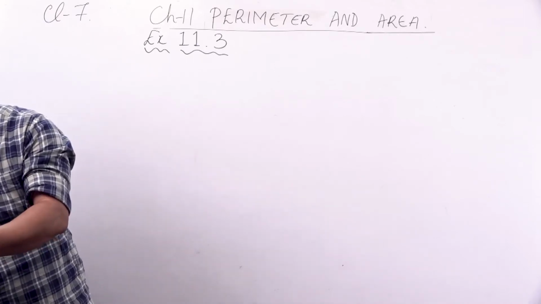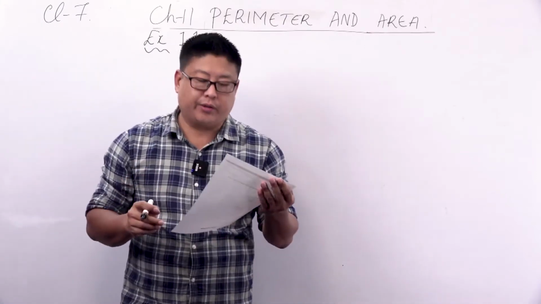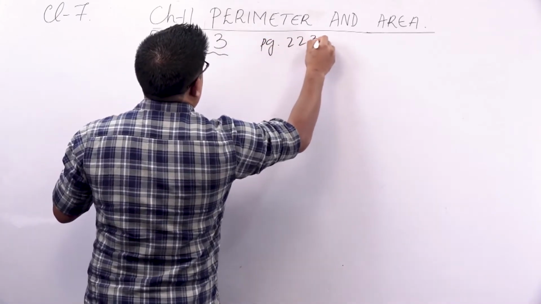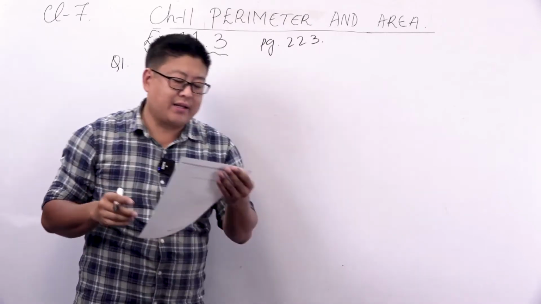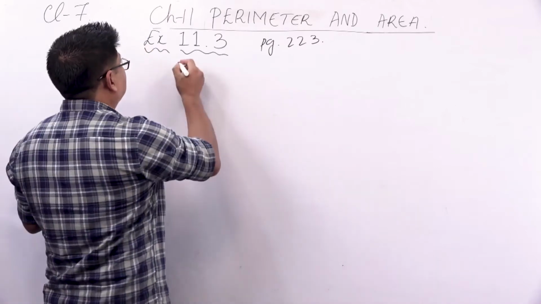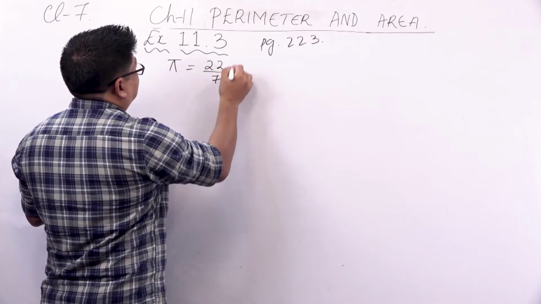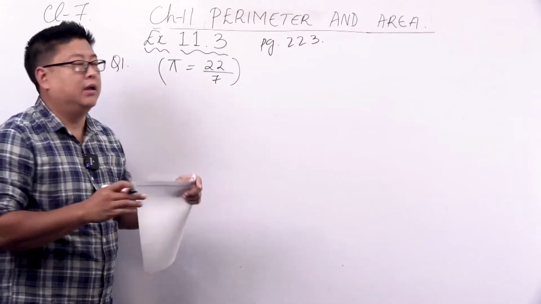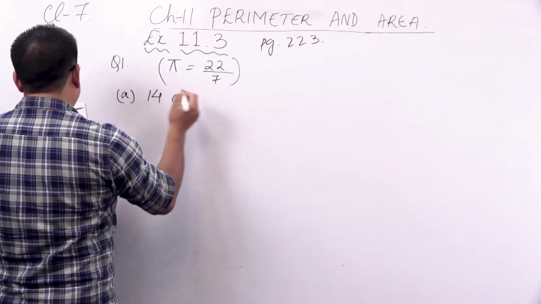Question number 1. This exercise is on page number 223, okay? Please turn to page number 223. Now, question number 1. Find the circumference of the circle with the following radius. Take pi as equal to 22 by 7. We have to use pi is equal to 22 by 7 in all the questions, okay? The first part is radius is given, 14 centimeters.